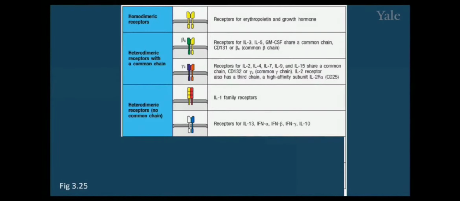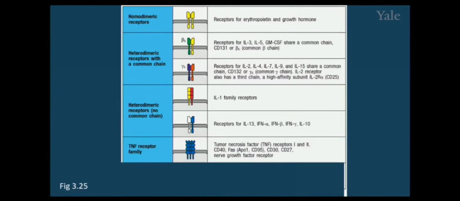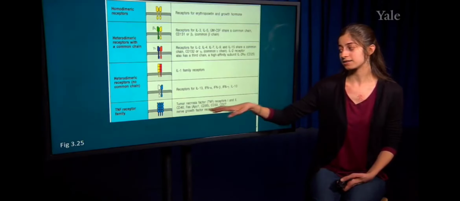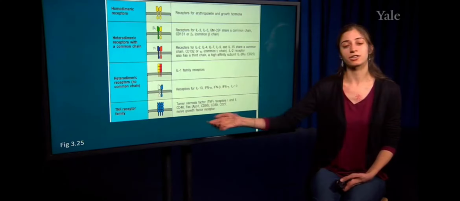Another possibility for receptor is the heterodimeric receptor that has no common chain. This means that the two dimers or components of the receptor are different, but neither of them are shared between different families or different types of cytokines. This includes the IL-1 family of receptors and receptors for IL-13, interferon alpha, beta, gamma, and IL-10. You also had the TNF family receptor, which recognizes TNF, of course, and also interacts with CD40, FAS, CD30, CD27, and nerve growth factor.